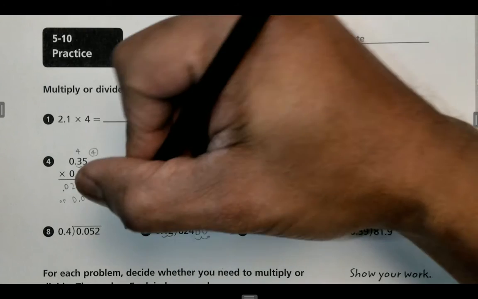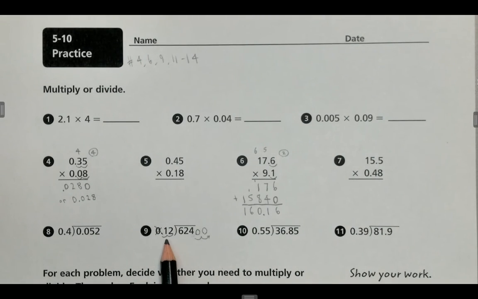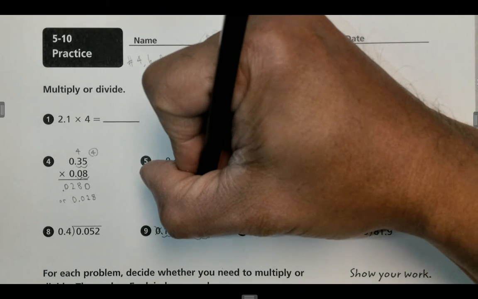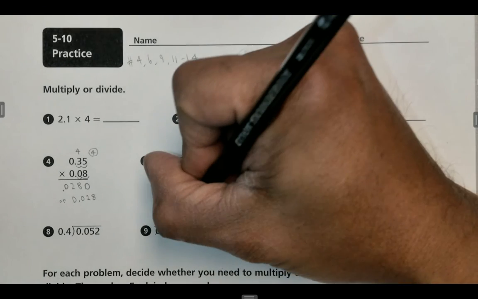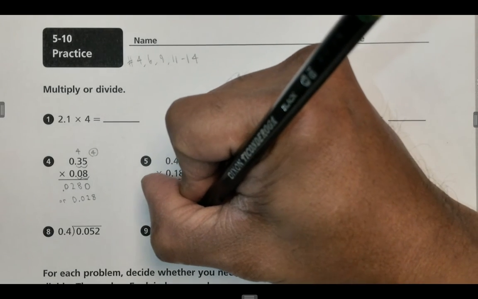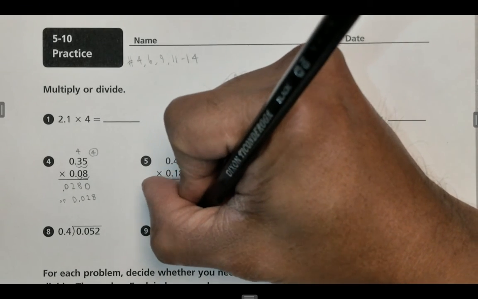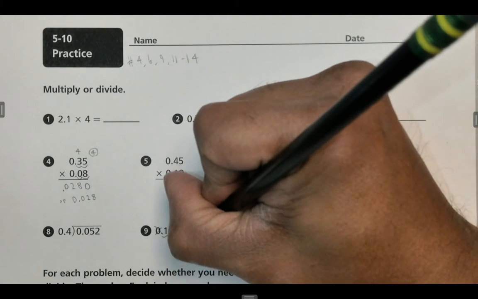Now, I'm thinking about this as my new divisor is whole number 12. My new dividend is whole number 62,400. And we will set out to solve this. Find how many times 12 goes into 62. 5 times. 12 multiplied by 5 is 60. I'm going to write really small here. 62 minus 60 is 2. Let's bring down the 4.